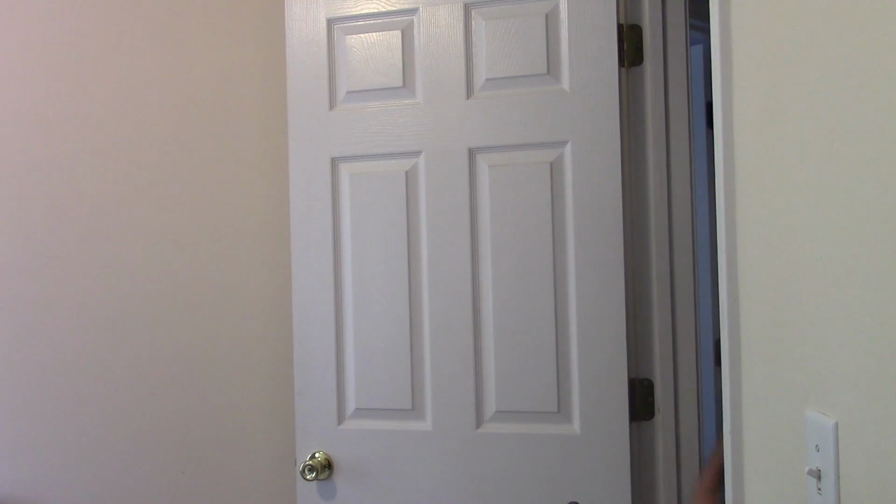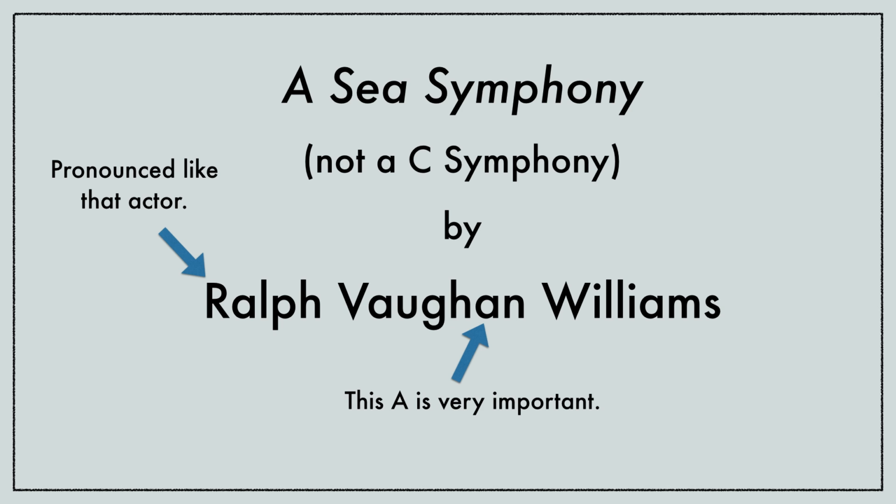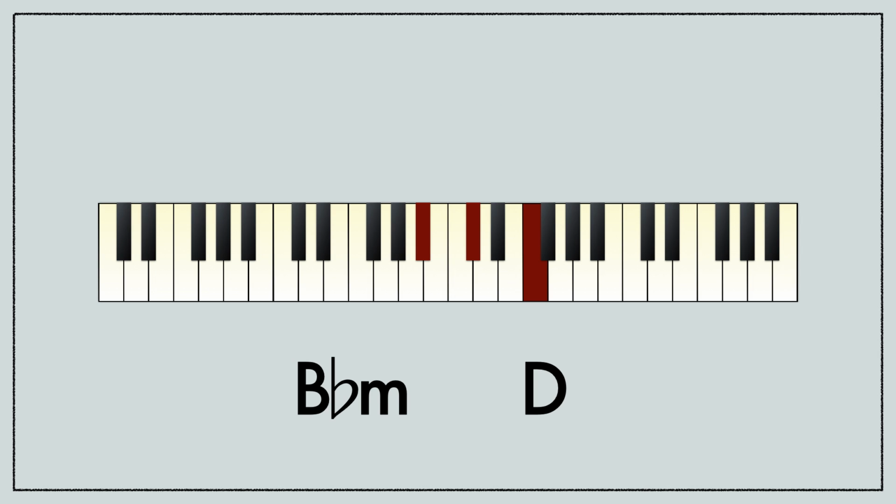The entrance music I wrote is a good example of something that sounds cool, but is very simple. This music is similar to the opening of A Sea Symphony by Vaughan Williams. He uses just 2 chords, B flat minor and D major. Let's take stock of the progression.